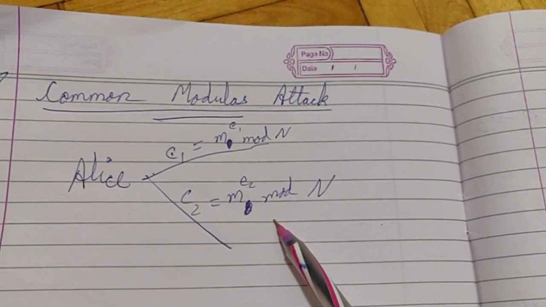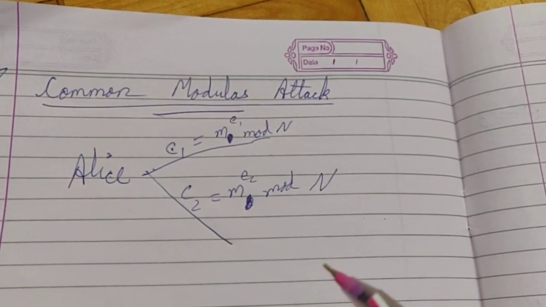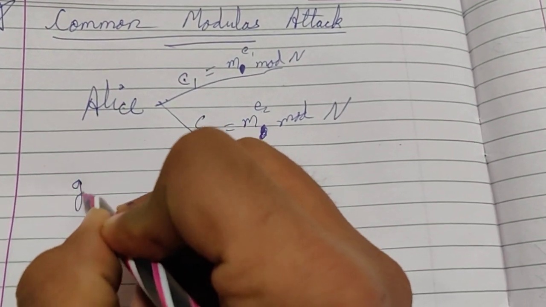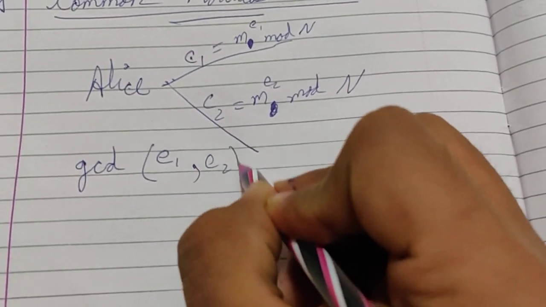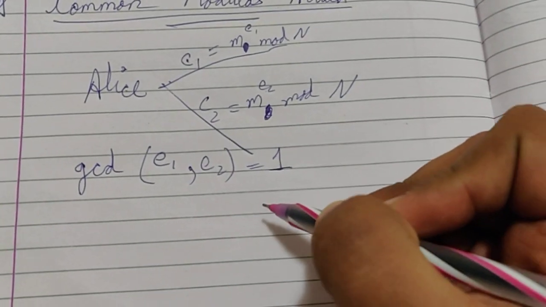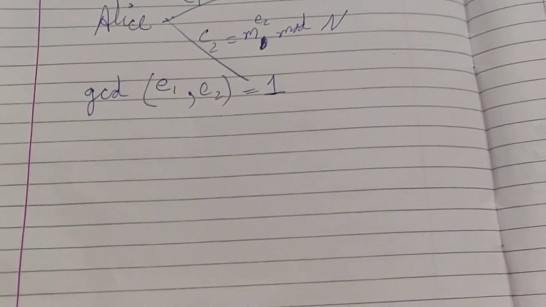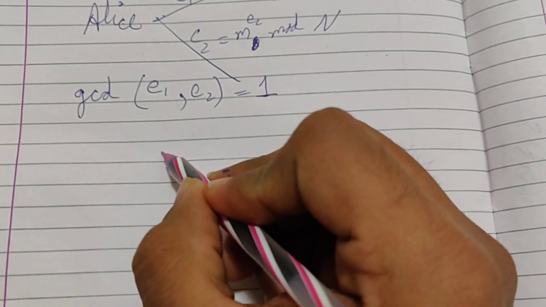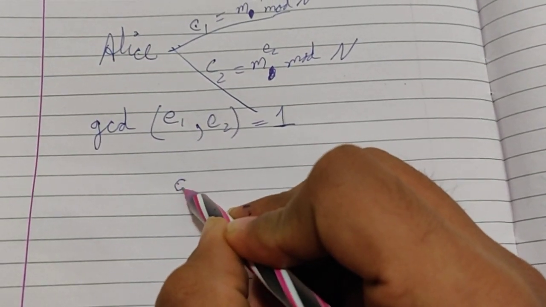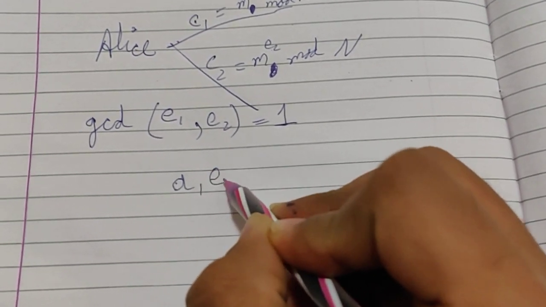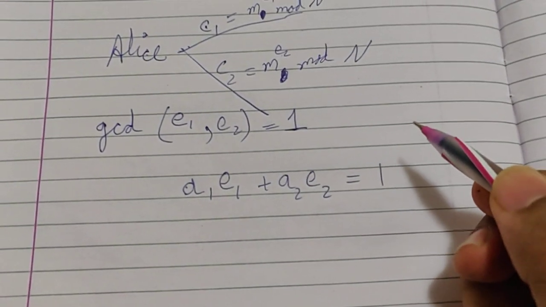In order to do that, you can use the extended Euclidean algorithm, and also you have to check whether the GCD of E1 and E2 is equal to 1 or not. If it is 1, then you can move ahead. So let us move forward with the formulas. We have to remember some formulas to solve the sums for common modulus attack. The first one is A1 E1 plus A2 E2 is equal to 1.